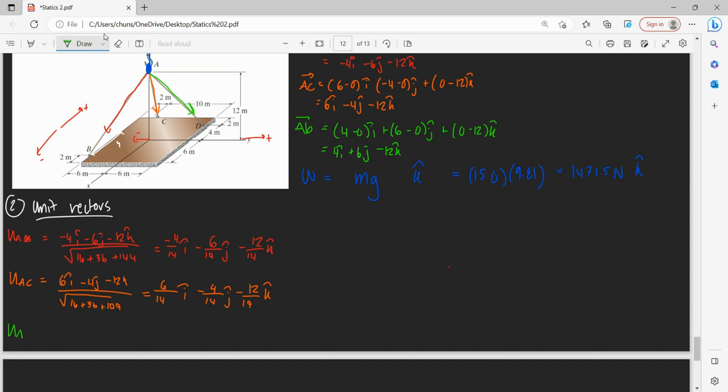Last one. And all of these have the same things that make them up. There's 4 in each one, there's 6 in each one, and there's 12 in each one. So let's just skip a couple steps because we know that our denominator is going to be 14. So this is 4 over 14 i plus 6 over 14 j minus 12 over 14 k.